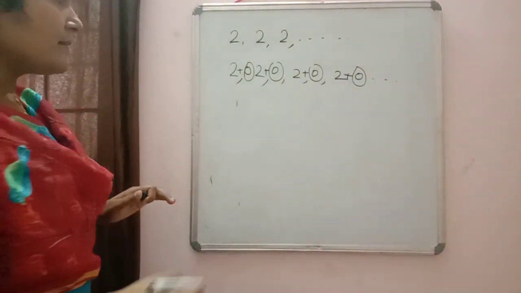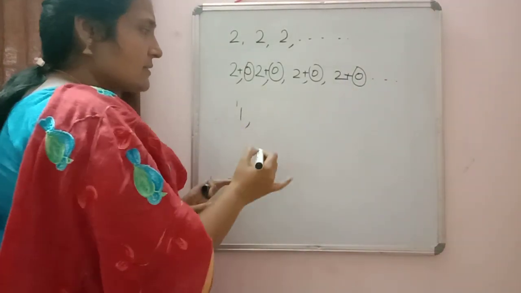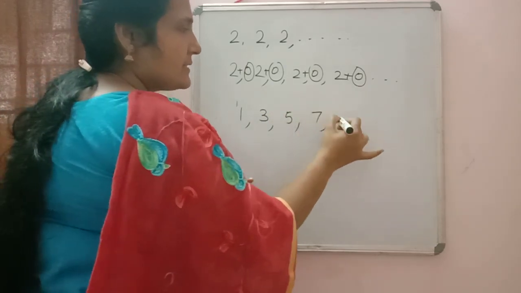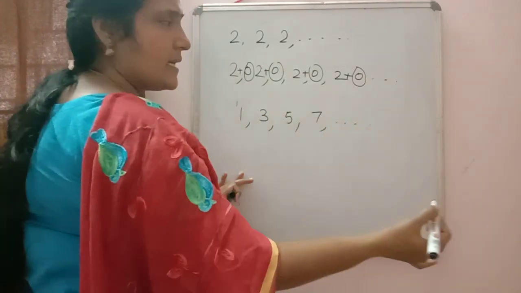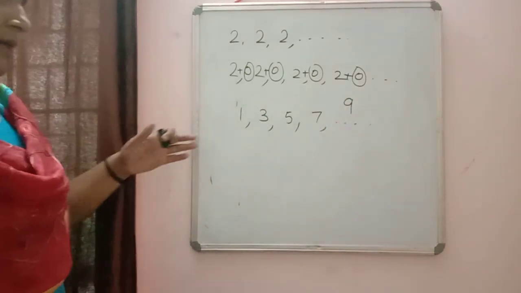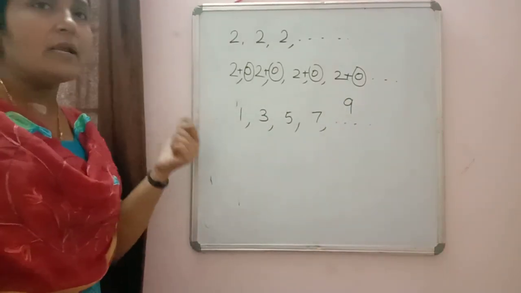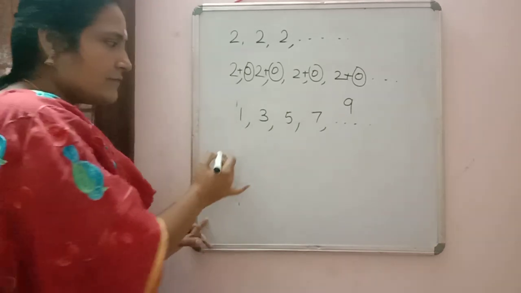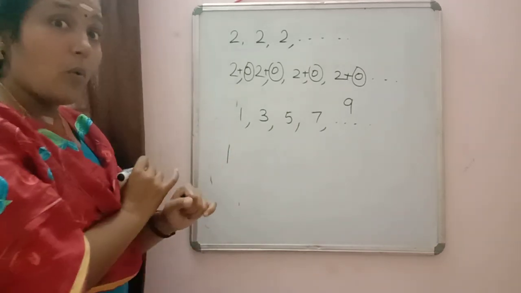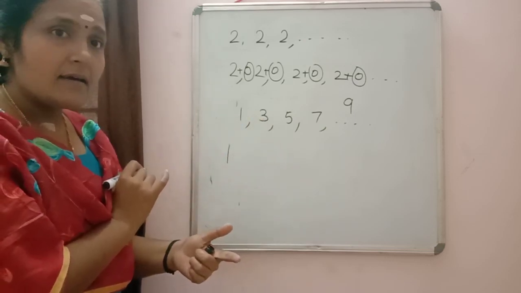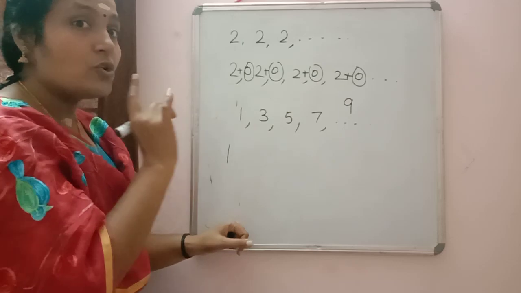In the next pattern which we discussed, 1, 3, 5, 7 in this way, you said the next number will be equal to 9. Now we can observe what rule the numbers are following. The first number was 1. To get the next number, what did we do? Yes, we added 2.